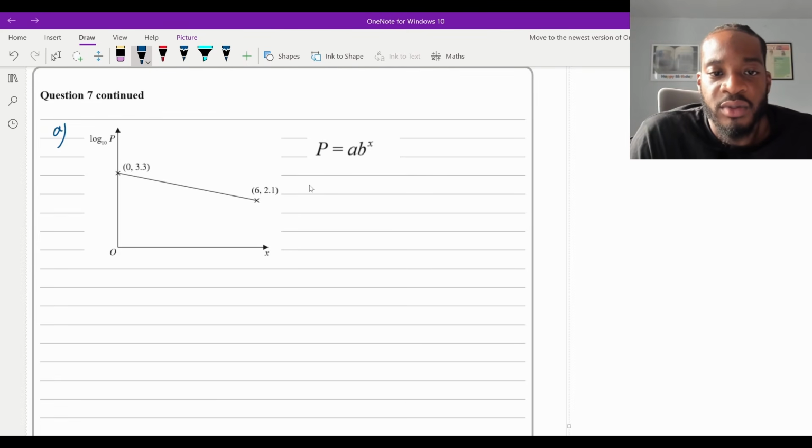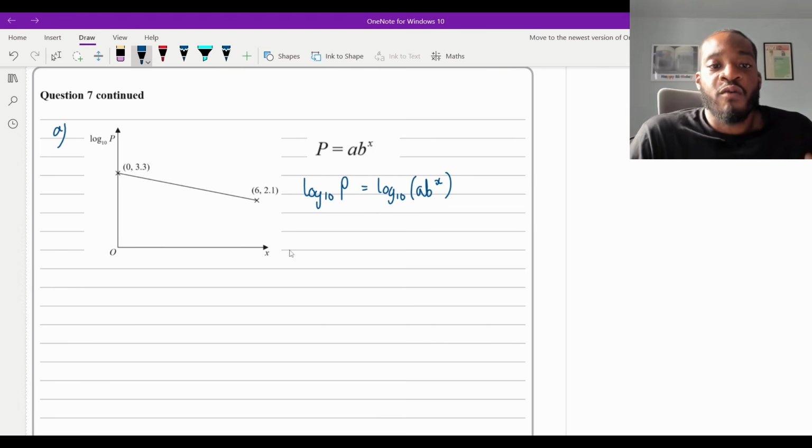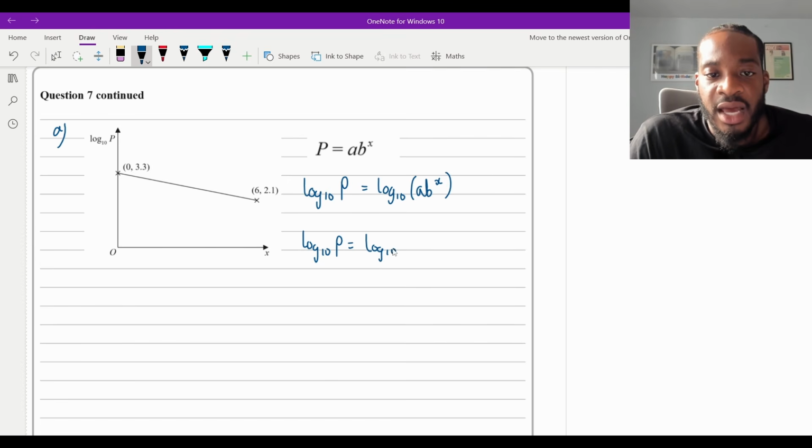So you're going to start off with this one here. You're going to take logs of both sides with base 10. So it's going to be log base 10 of P is going to equal log base 10 of AB to the power of x. And then essentially you want to get into the form of y equals mx plus c. So we're going to split the right hand side using the log laws. It's a product, so we can split this like that: log base 10 of A plus log base 10 of B to the power of x.